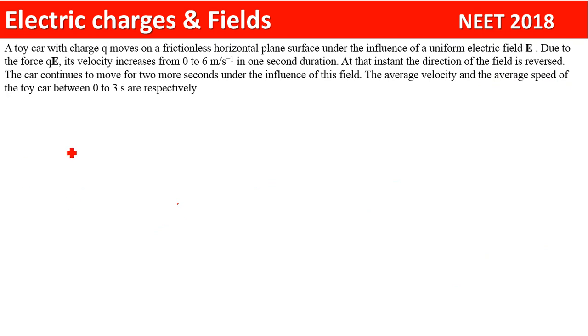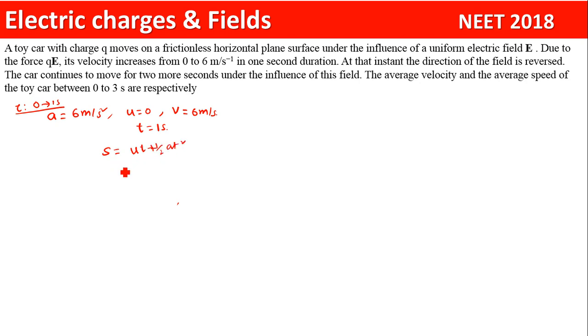Here we understood that the acceleration is 6 meter per second square. Initially u is equal to 0, and we are talking about the time duration from 0 to 1 second. So initial velocity 0, final velocity 6 meter per second, and the time duration is 1 second. If I want to find out how much distance it has traveled, I can apply s is equal to ut plus half at square. I know all this information already.